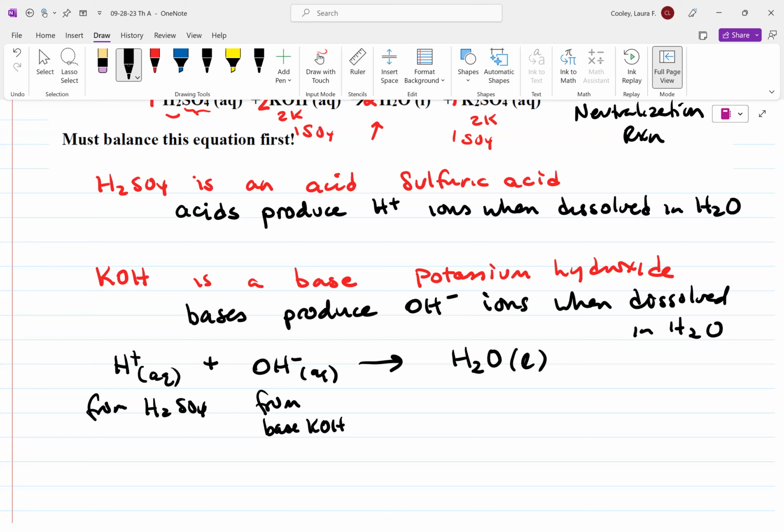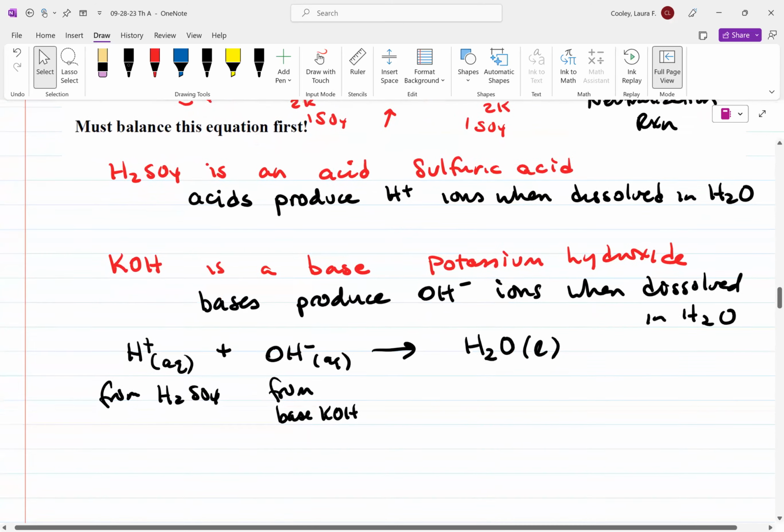is the essence of being a base, but when you have the two together, they combine, they cancel each other out, they make water, and we call water neutral. So that's why it's called a neutralization. So this is happening in every acid-base reaction.